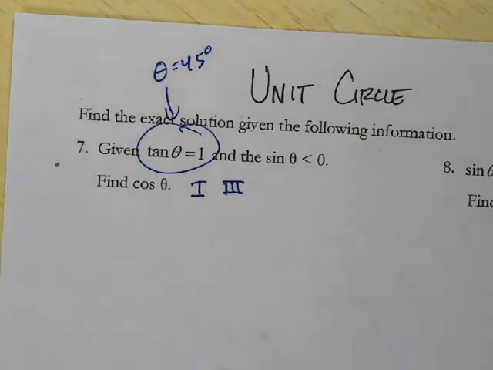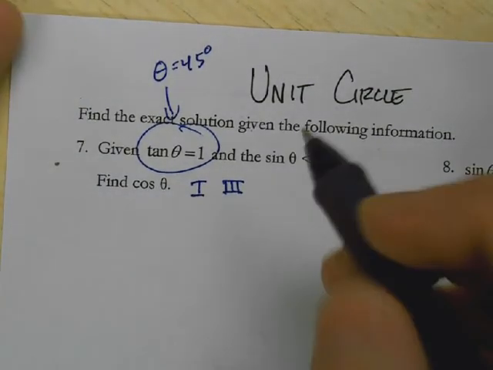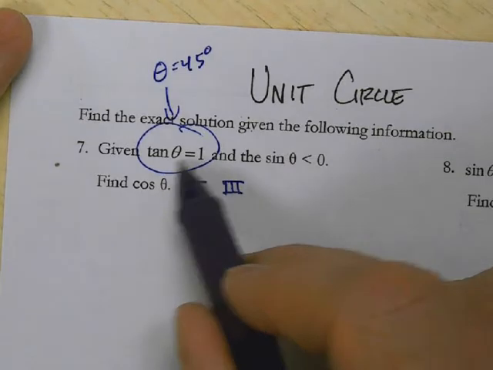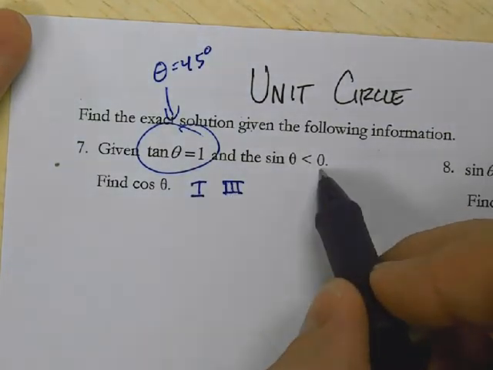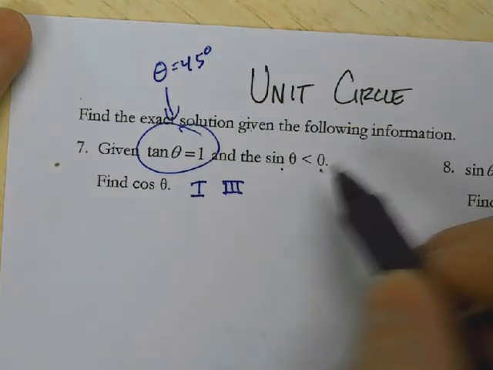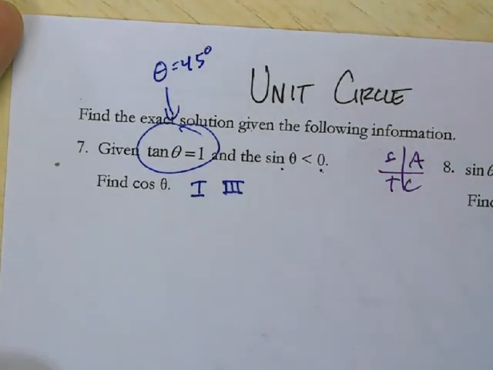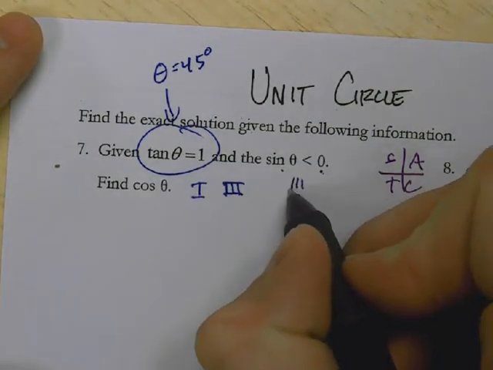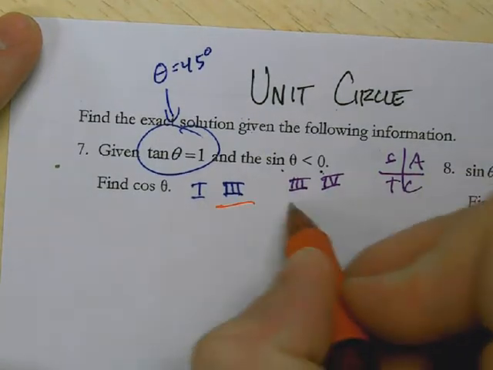Okay? Then they give me a second piece of information. Because again, if all I know is the tangent's 1, I don't know which place I'm at. They tell me the sine is negative. Alright, so there's the second piece. If sine is negative, and if you'd like to, write real big, all students take calculus. We're going to use that a bunch. So if sine is negative, where am I at? 3 or 4. And the overlap, I got to be in 3. Alright, so I'm in quadrant 3.